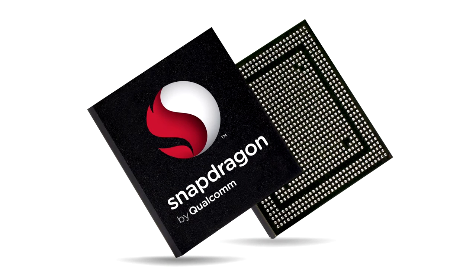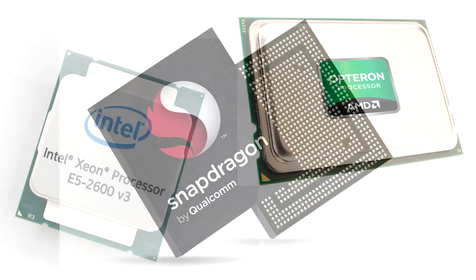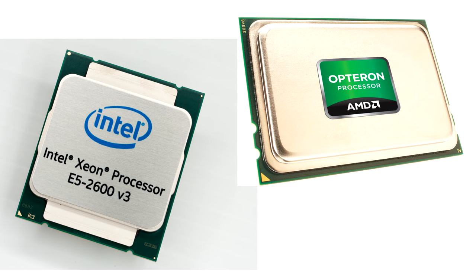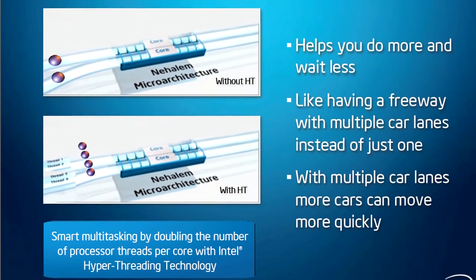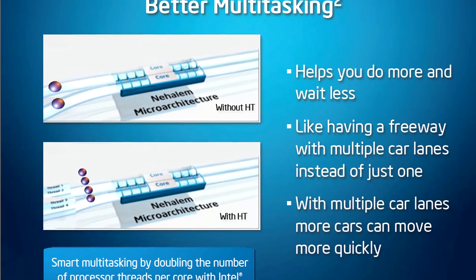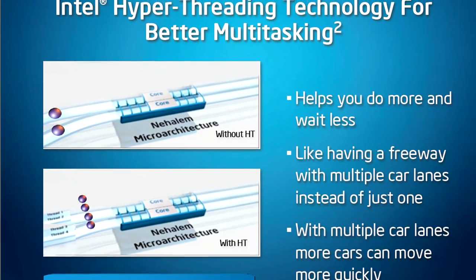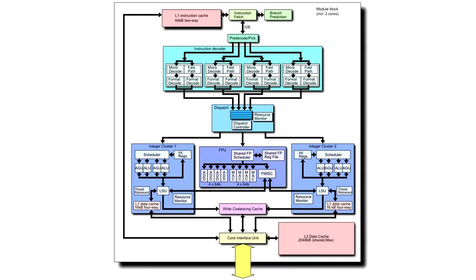For example, the Qualcomm Snapdragon 820, to be used in the next generation of smartphones, will have four cores. The top-of-the-line server processors from Intel and AMD squeeze up to 18 cores onto a single processor die. Intel brands their implementation of simultaneous multi-threading as Intel hyper-threading technology. AMD has, up until now, used a different type of multi-threading technology called clustered multi-threading in their Bulldozer architecture.